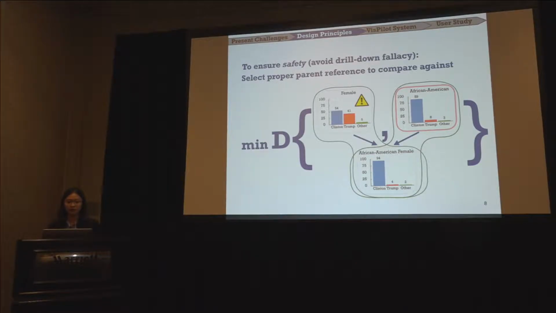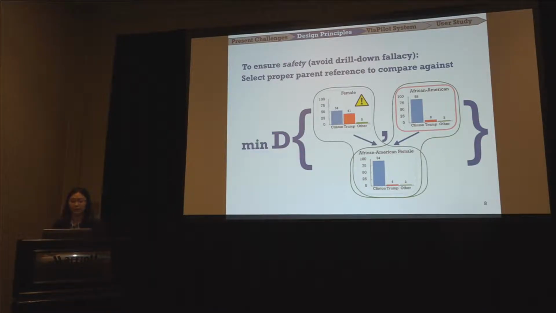So to resolve these challenges, our goal was to develop a system that automatically selects a small set of visualizations to summarize the key distributions within a given dataset. First, we wanted to ensure safety by preventing the analyst from falling prey to the drill-down fallacy. This means that whenever we're looking at a visualization, we need to ensure that the proper parent reference is presented to the analyst to help them contextualize what they're seeing.